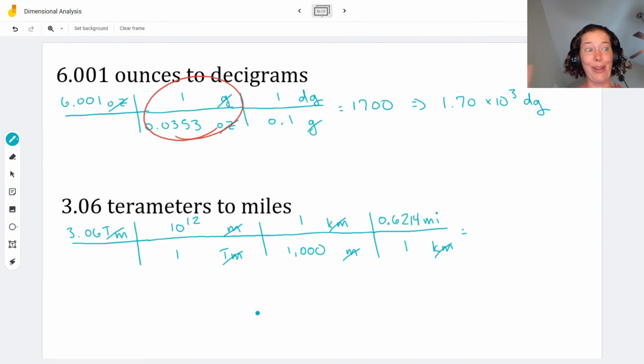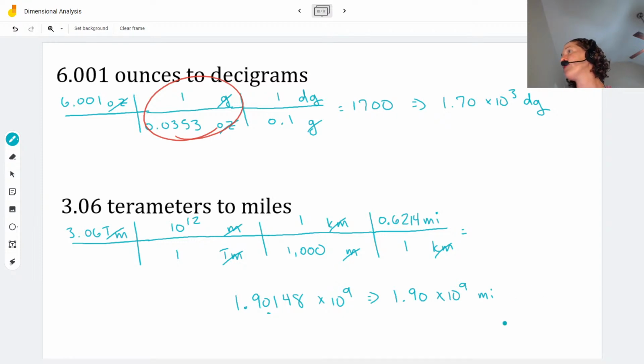Okay, but now we're going to make the calculator do all of the work. Actually, I think I'm going to come underneath. So putting this into my calculator, I'm going to give lots of decimal places, and let's determine sig figs. My 3.06 has 3 sig figs. This is exact. This is exact. This one has 1, 2, 3, 4 sig figs. So I should have 3 sig figs, which means I'm going to round right there. So this is 1.90 times 10 to the 9th miles. Okay, great. No questions.